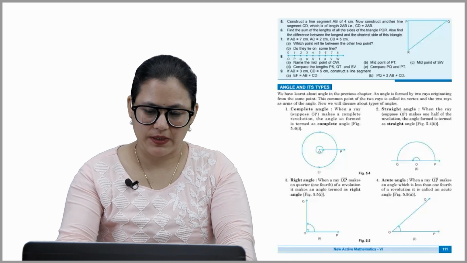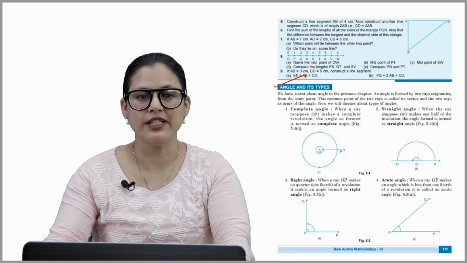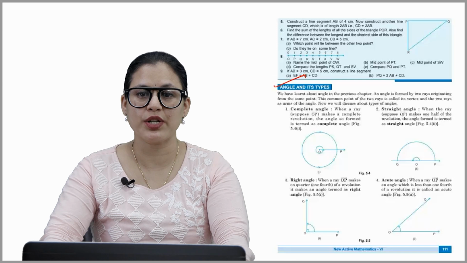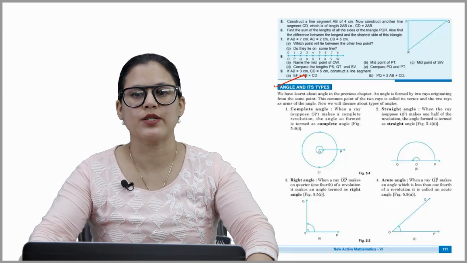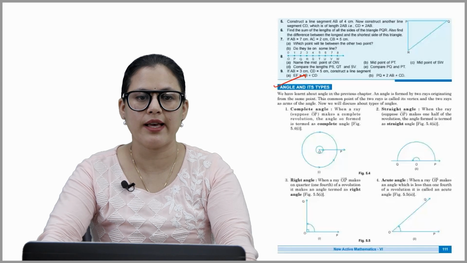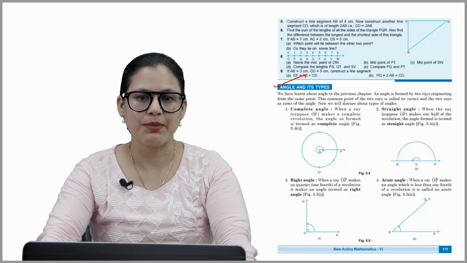Angles and its types. We have learned about angle in the previous chapter. An angle is formed by two rays originating from the same point. The common point of the two rays is called its vertex, and the two rays are the arms of the angle. Now we will discuss types of angles.